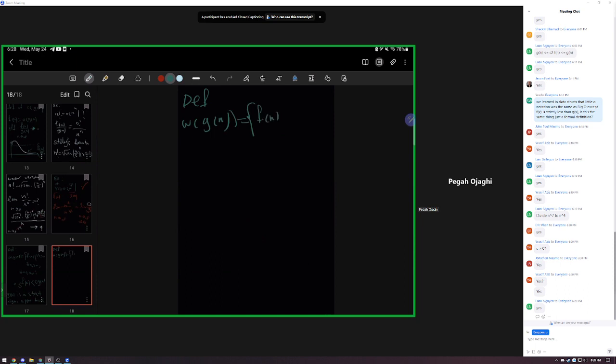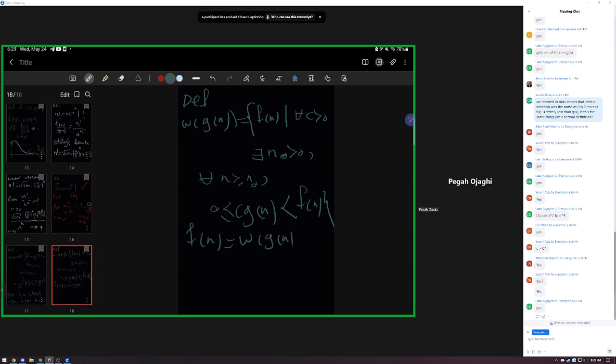So what is the definition? Again, we say for all f of n such that there exists c greater than 0, there exists n naught greater than 0, and for any n greater than or equal to n naught, c g of n is greater than or equal to 0, but this time it is going to be less than f of n. It means f of n is not going to be equal.